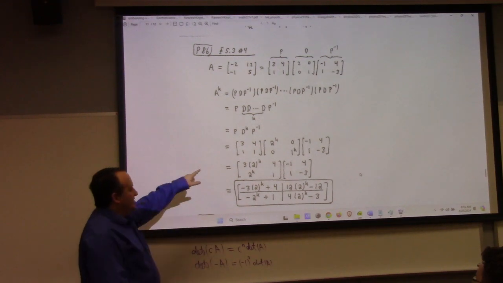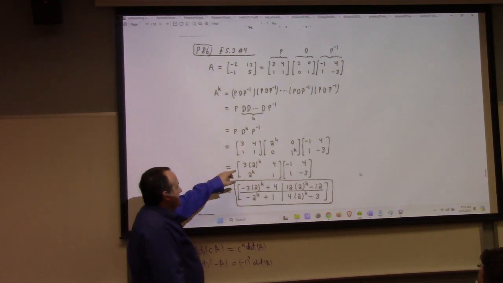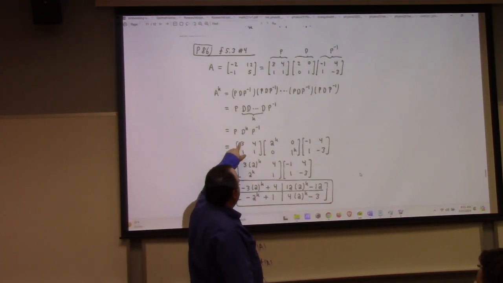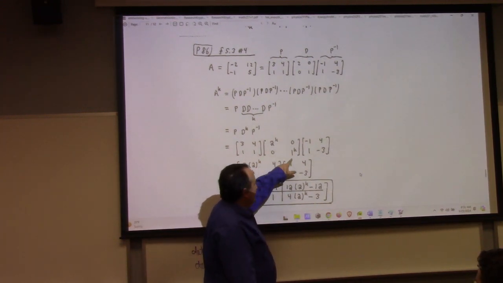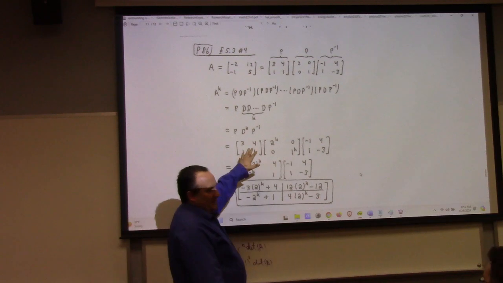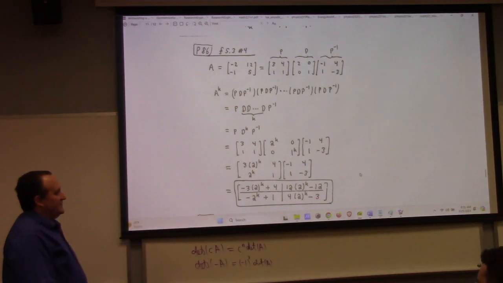I really like these matrices too, by the way. Aren't these nice? This has determinant 3 minus 4, which is minus 1, right? And this one also has determinant minus 1. So they're very nice matrices to invert.